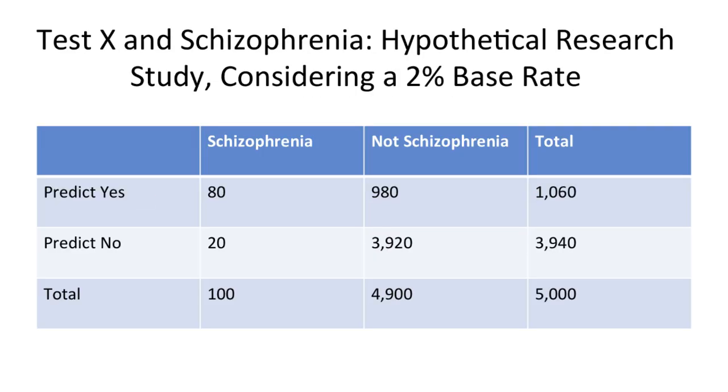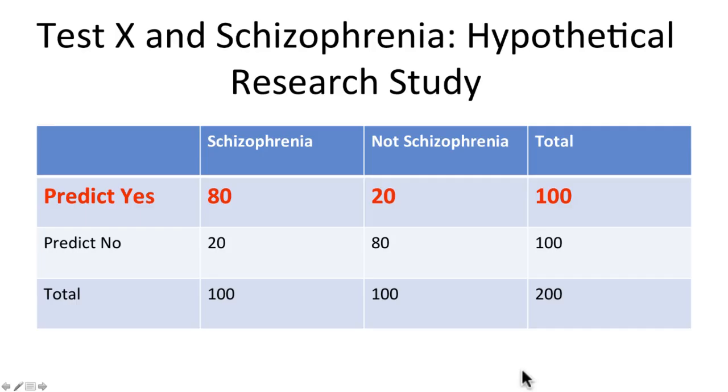But what if we reduce this to a 2% base rate? Aha! Look at this. Out of 200 people, 100 had schizophrenia, 100 did not. You'll see that in research studies a lot. Research studies will have sort of falsely an even base rate. And you want to make sure that you don't mislead people into thinking that 80% of people that score positive on test X have schizophrenia.